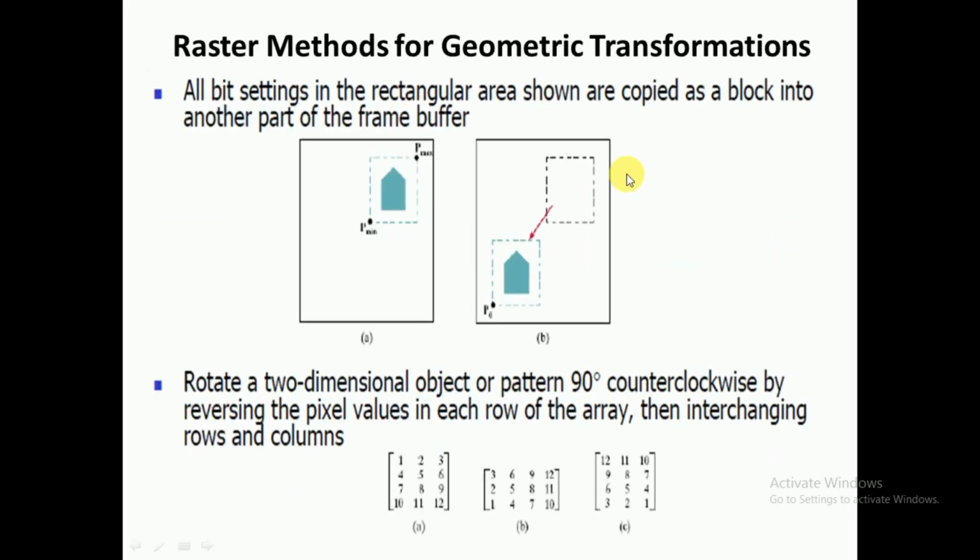Right? Then next is raster methods for geometric transformations. Raster methods for geometric transformations mean that whatever transformations we have done so far, we have done with respect to equations and matrices. Then geometric transformation can be done.